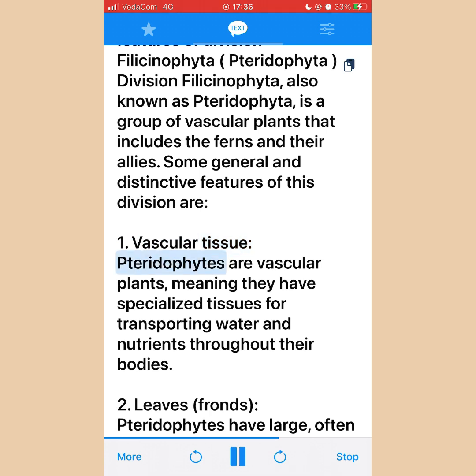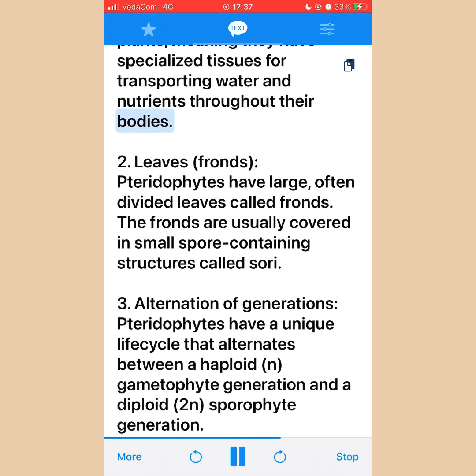Vascular tissue. Pteridophytes are vascular plants, meaning they have specialized tissues for transporting water and nutrients throughout their bodies. 2. Leaves. Fronds. Pteridophytes have large, often divided leaves called fronds.